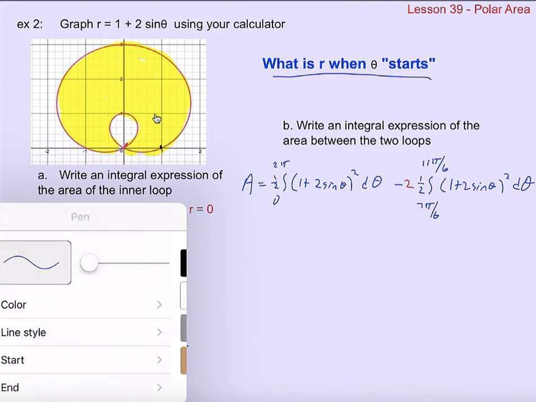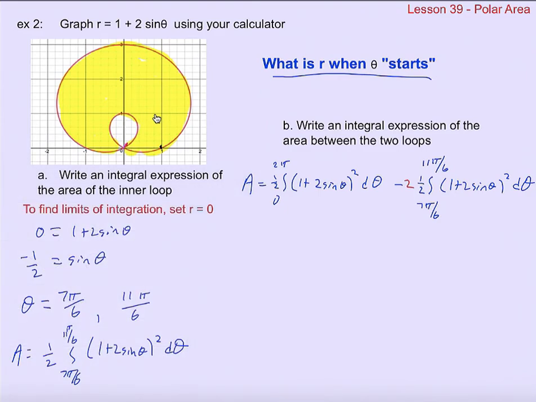And what I'm left with would be the area of just the outer loop. So 1/2 the definite integral from 0 to 2 pi of 1 plus 2 sine of theta squared with respect to theta, minus the 2 times 1/2 cancel each other out. So the definite integral from 7 pi over 6 to 11 pi over 6 of r squared with respect to theta.